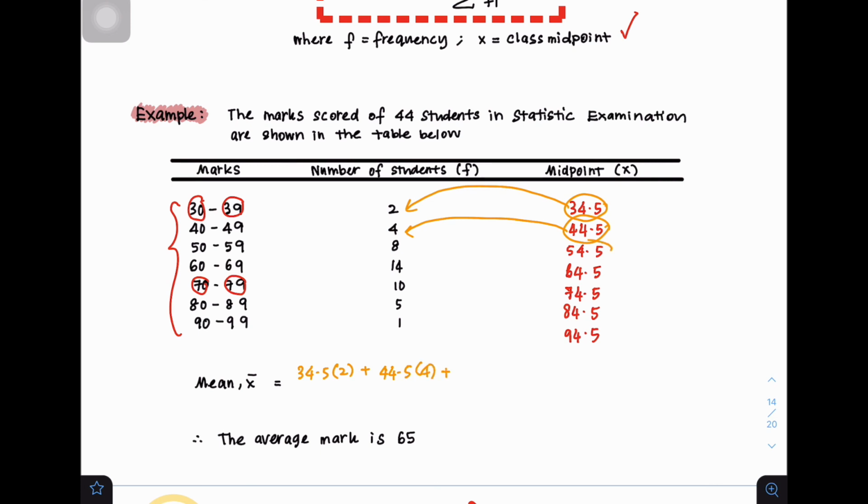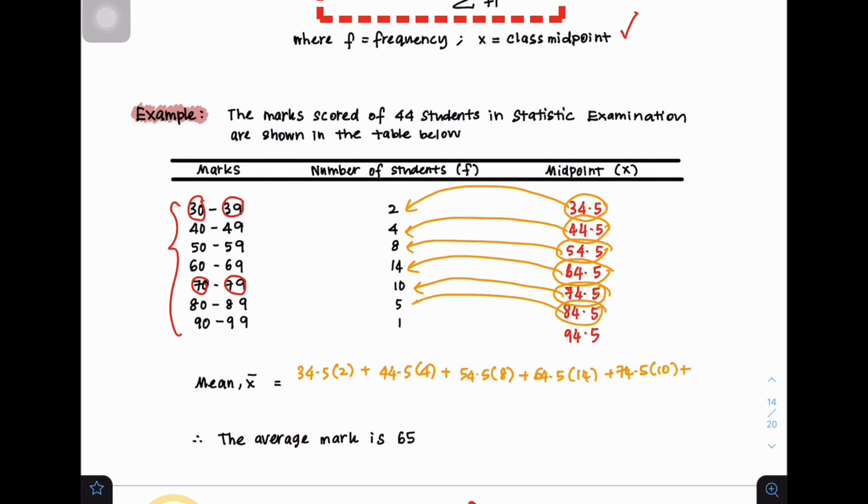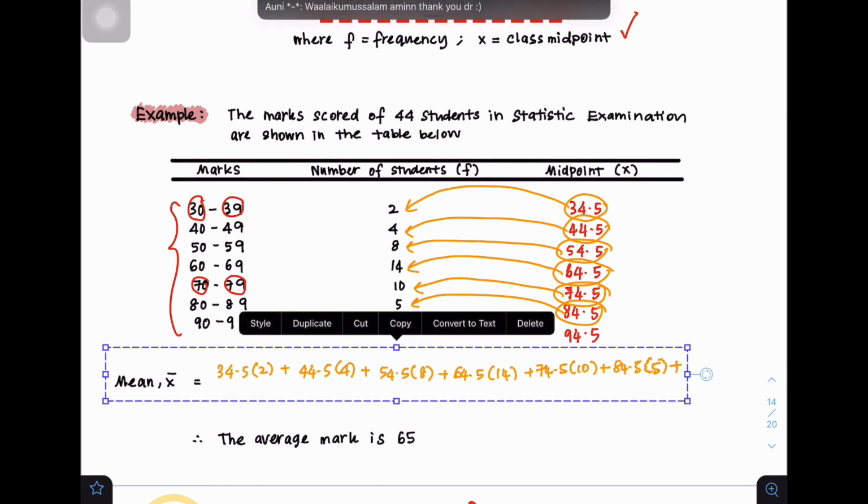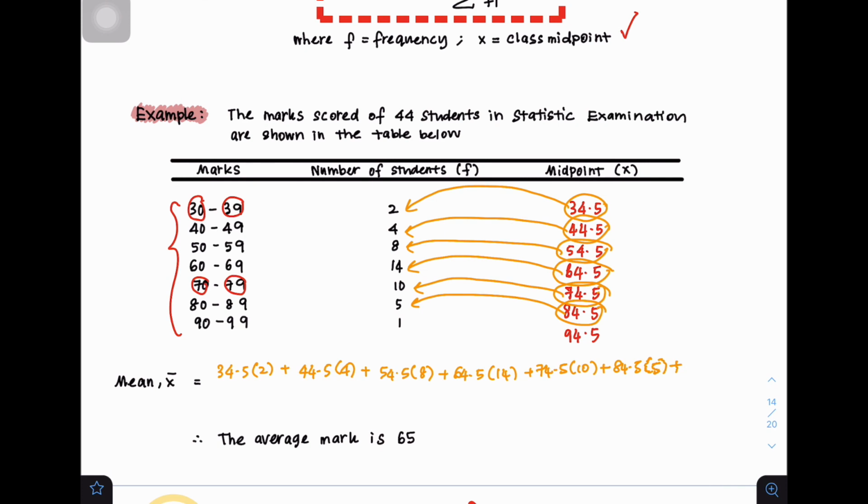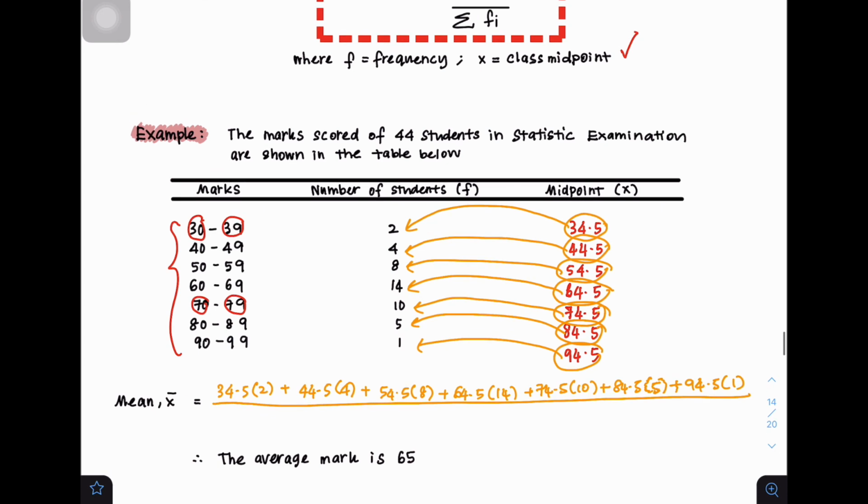Okay, plus 54.5 times with 8 plus 64.5 times with 14 plus 74.5 times with 10 plus 84.5 times with 5 plus, okay, tak cukup ruang, sekejap saya pindahkan, okay, plus dengan the last one is 94.5 multiply by 1, then divide by the total number of frequency.